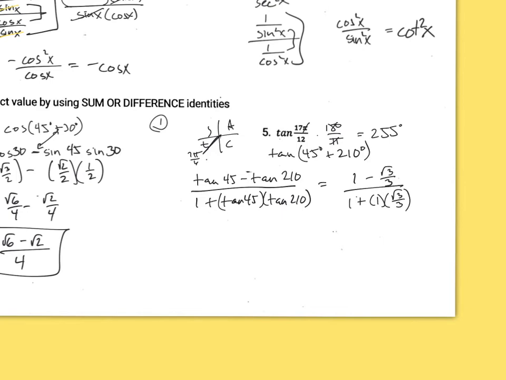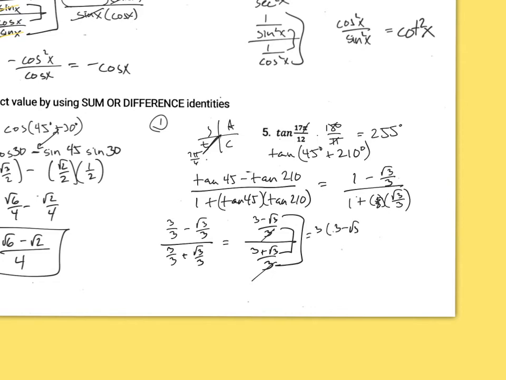So I'm going to make this a common denominator. 3 over 3 minus radical 3 over 3. And then down here, I don't care about this 1. This is 3 over 3 plus radical 3 over 3. I'm going to write this as a single fraction on the top and a single fraction on the bottom. And as you know, these denominators are going to cancel, or flip, invert, and multiply, or do the complex fraction thing. Lots of ways to get through this.